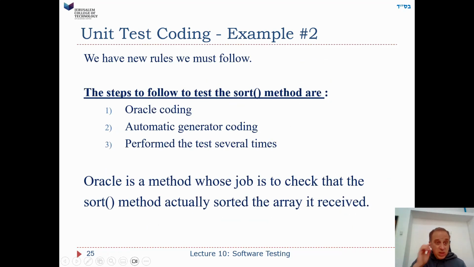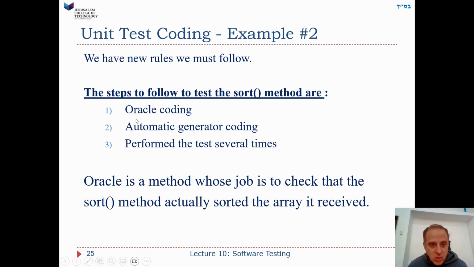In this case, we have new rules that we must follow. These are the steps to follow to test the sort method. First of all, we create what's called an oracle, which we'll see what that is. We'll use an automatic generator to test it with lots of cases. And we actually will perform the test several times. In the previous example, we just created 6 test cases, ran them, and we were done. Here, we're going to create one test case, but run it many times.